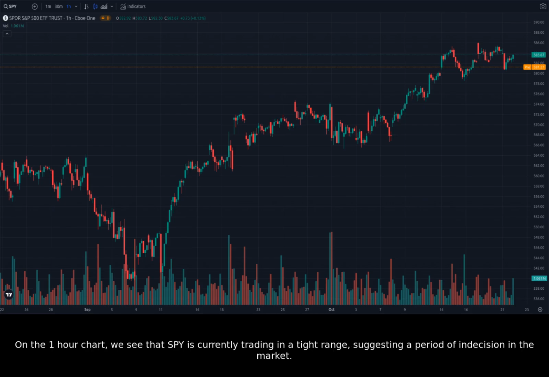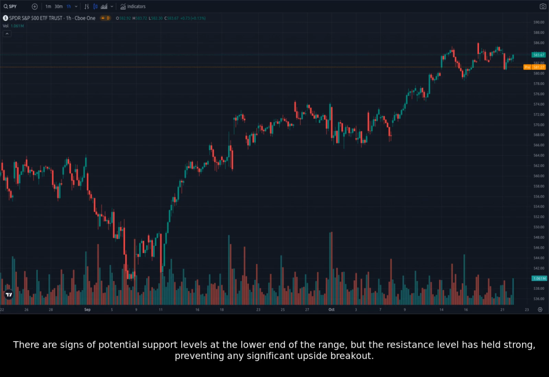On the 1-hour chart, we see that SPY is currently trading in a tight range, suggesting a period of indecision in the market. The price action is characterized by smaller candles with lower volume, indicating a lack of strong buying or selling pressure. There are signs of potential support levels at the lower end of the range, but the resistance level has held strong, preventing any significant upside breakout.